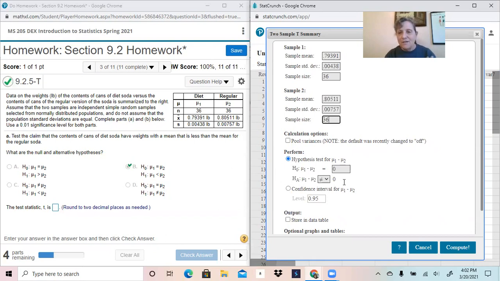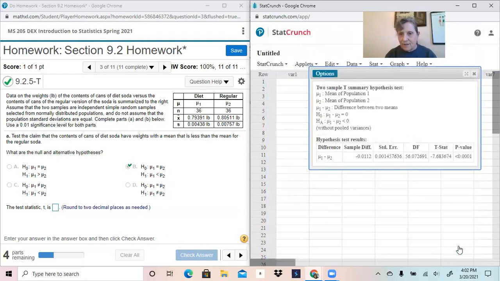Hypothesis test must be correct. The first one's going to be equals, of course, always. The second one in this case is a less than. Compute.